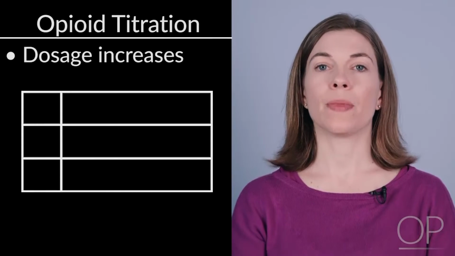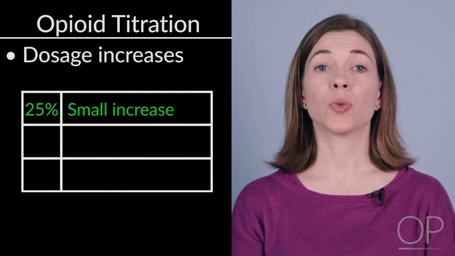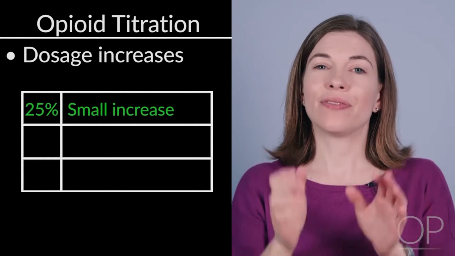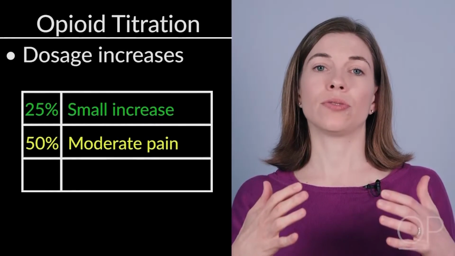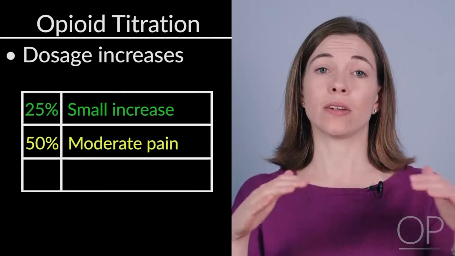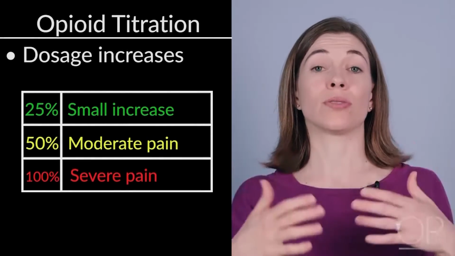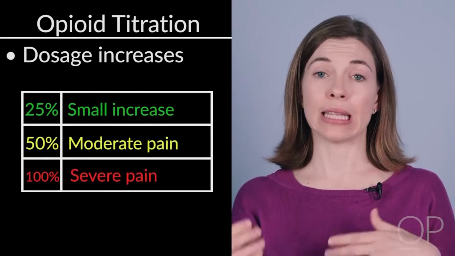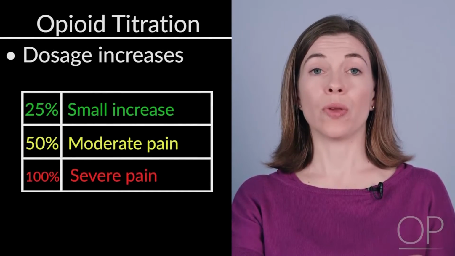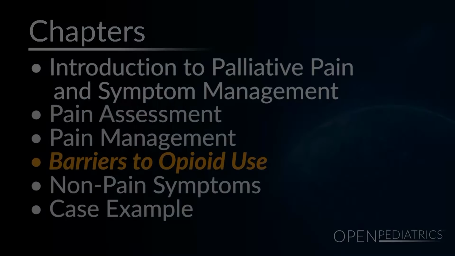The rules of thumb that we typically use for increasing are a 25% increase if it's mostly there and just needs a little tweaking, a 50% increase if it's moderate pain despite the current dose, or a 100% increase if it's very severe pain despite the current dose. And when we work through an example later on, this hopefully will become clear.